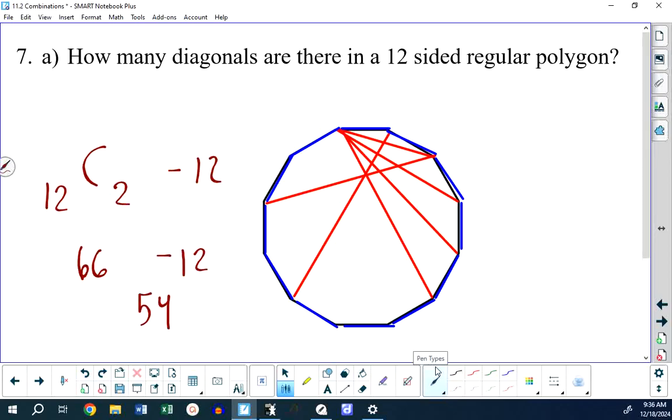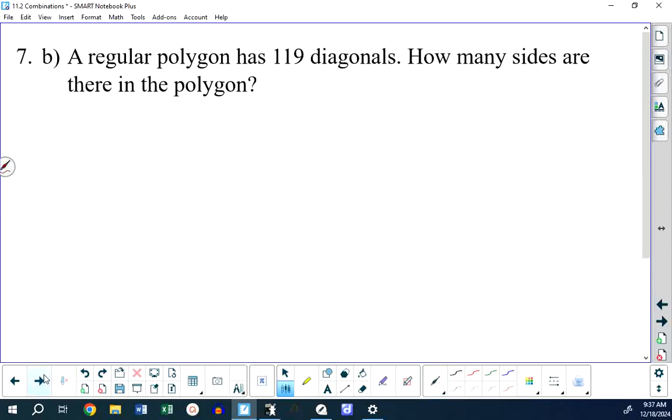There's so many examples, types of questions we do in this unit. You may never see a question like this again in your lifetime. Or it might be on an exam of mine or the diploma exam. How's my subtraction? 54? Okay. So, final question, I believe, 7b. No, there's one more. How many sides would a polygon have if there are 119 diagonals?